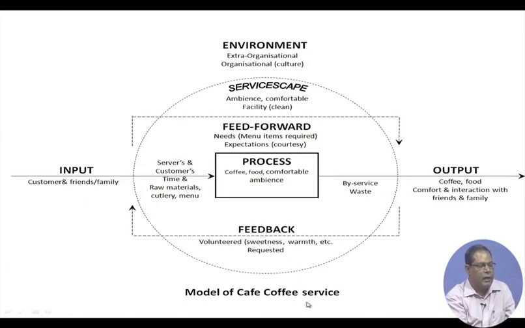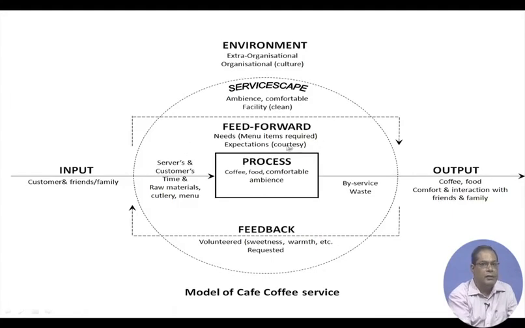Similarly, the model of cafe coffee service is also given here. Here the input is again customer, friend and family, and the time and the raw materials, cutlery, menu, these are provided by the server. And the process is to make the coffee, food and comfortable ambience. So, coffee and food are the needs of the customer, and the comfortable ambience is the expectation of the customer. Then there is the by-product or waste, and then there is the output in the form of coffee or food, comfort and interaction with friends and family as what the customer expects from the service.